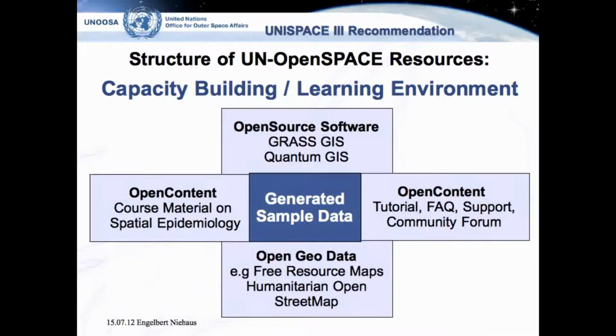As mentioned in the title, we are looking at a concept for capacity building, and putting all this open source and open content environment together, we have a learning environment which includes geographic information system, which is open source software. We have open content, course material for spatial epidemiology. We have open content as tutorials, frequently asked questions, support material, community forums, which are open for the public as well. And we need, for example, open geographic data, geodata, free sources of maps, for example, Humanitarian OpenStreetMap, and so on.